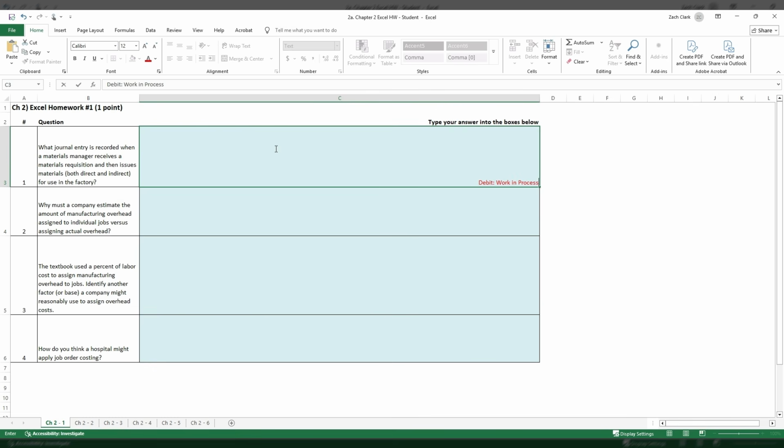work in process. And then if you remember from the last series of videos, if we want to move down a line when we are typing inside of a cell, you have to hold Alt and then Enter, and that moves it down. So just FYI. And then we are going to credit raw materials. And then let's do Alt Enter, because there's two parts to this as well.